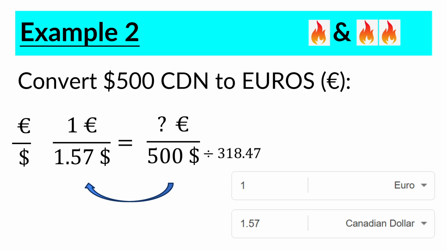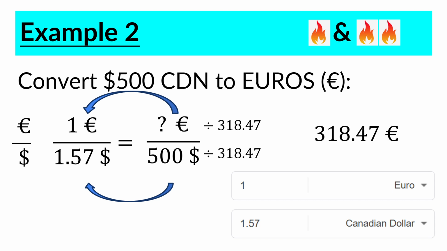So that means that $500 divided by 318.47 gives us $1.57. And what I have to do is the same thing to the top terms. The number of euros divided by 318.47 will give 1 euro. Well, obviously, that number is itself, because 318.47 divided by 318.47 is 1. So that's how many euros would make up $500 Canadian.